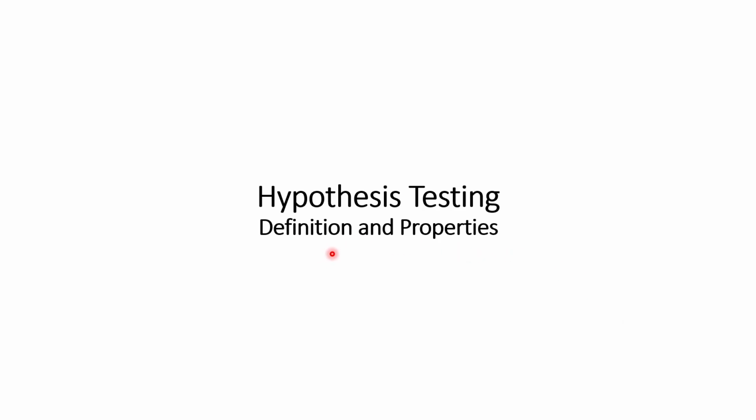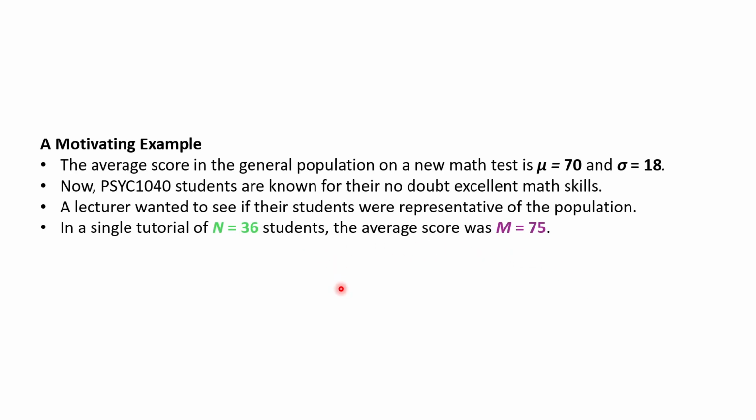Let's move on to hypothesis testing. Okay. And I think one of the good ways to present this is with a motivating example. Now, the average score in the general population on a new math test is 70. Okay, so mu, because it's population, and sigma is 18.